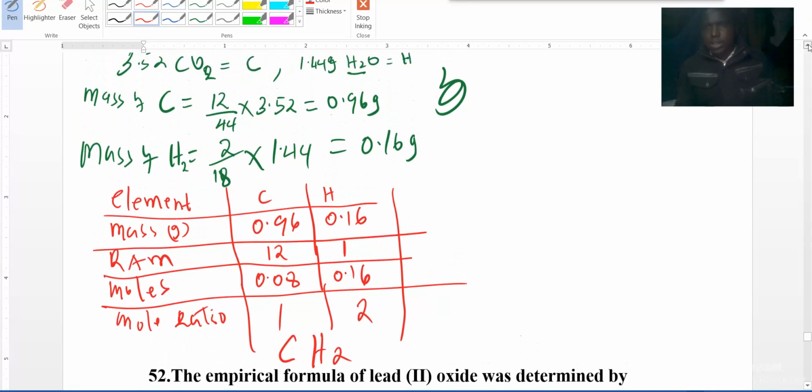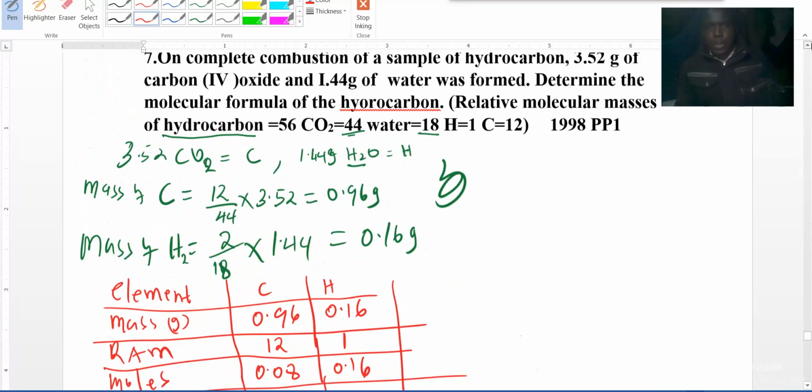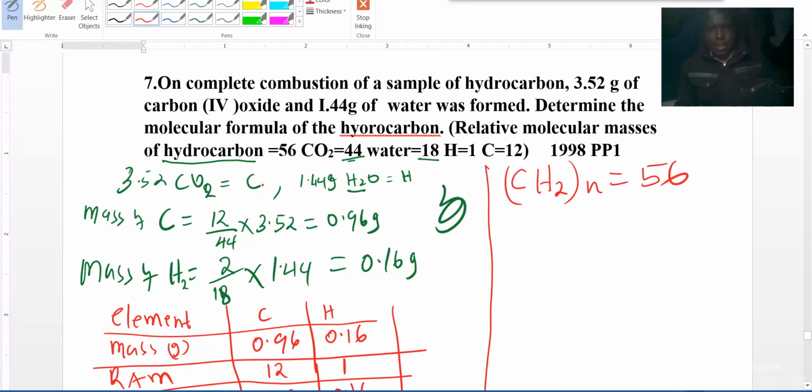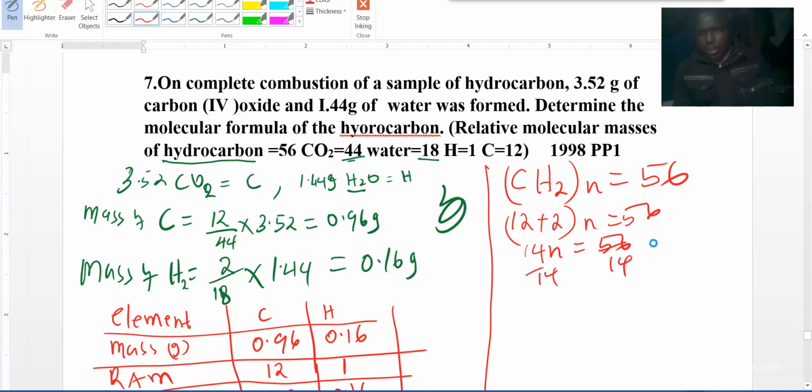But the question was asking us to calculate the molecular formula. You can see here, determine the molecular formula. So now we have the empirical formula. CH2 times n will give us 56, the molecular mass we were given in the question. The molecular mass is 56. So this is 12 plus 2 hydrogen, that is 2, so 14n will be 56. So n is equal to 56 divided by 14, so n is equal to 4.